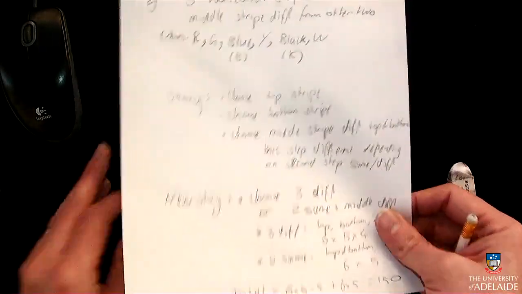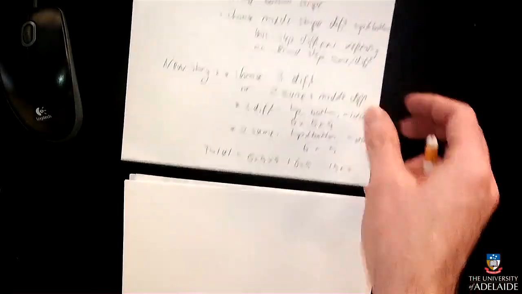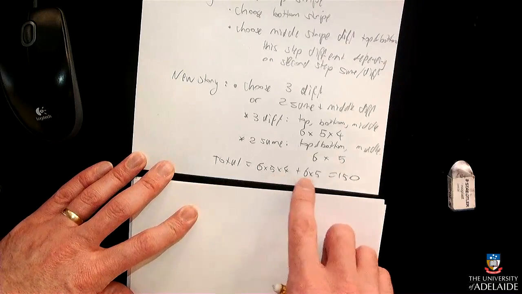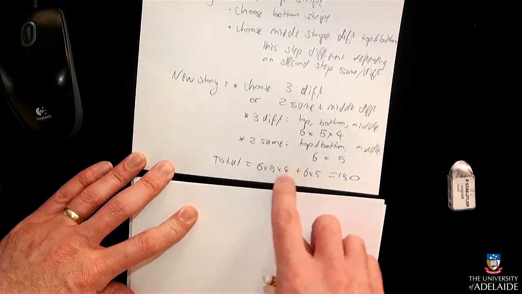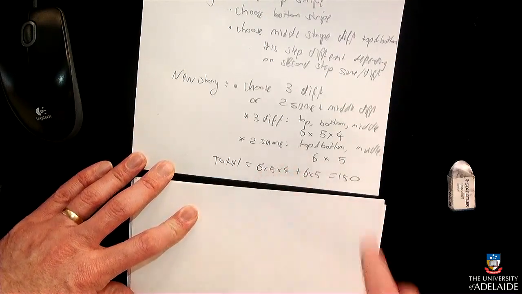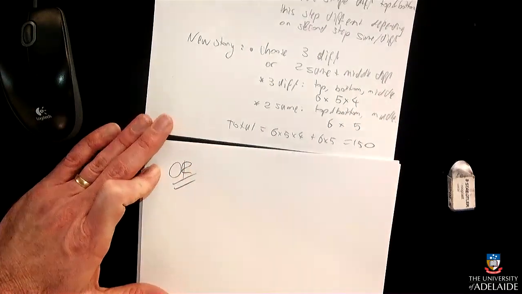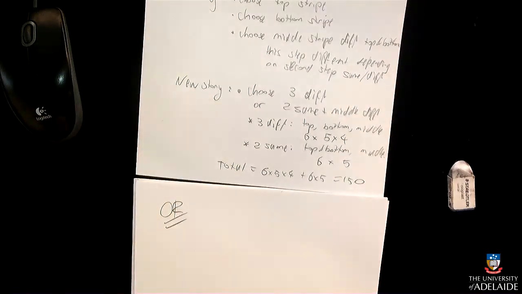I do have an alternative way of going about this problem. I think that's 150. That's 30. That's 20. 120 plus 30, yeah, okay. Or what I could do is I could choose the middle one first and then choose the other ones to be different to it.